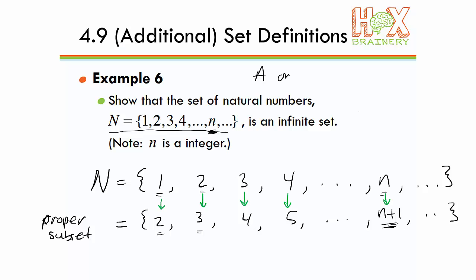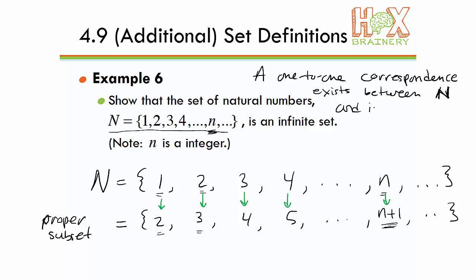So a one-to-one correspondence exists between the set of natural numbers and a proper subset, so the set of natural numbers is infinite.